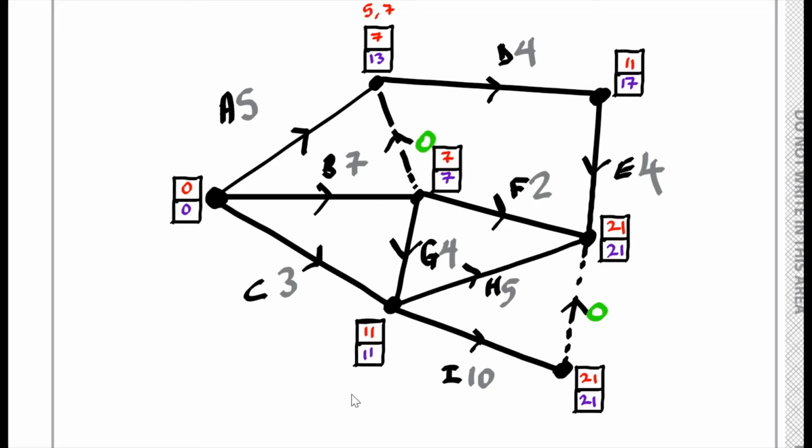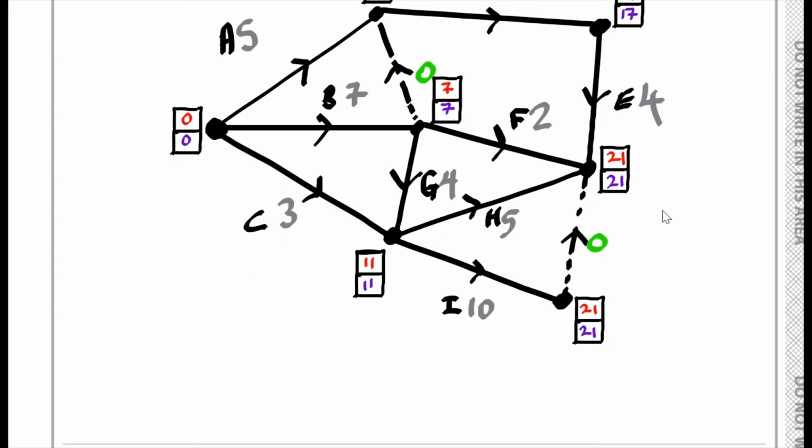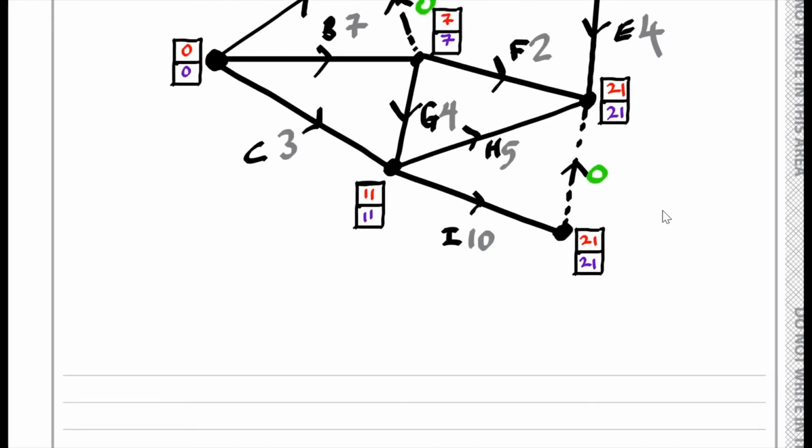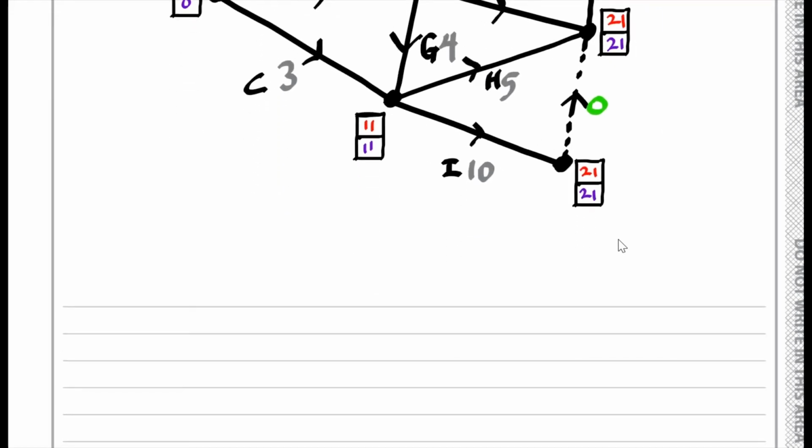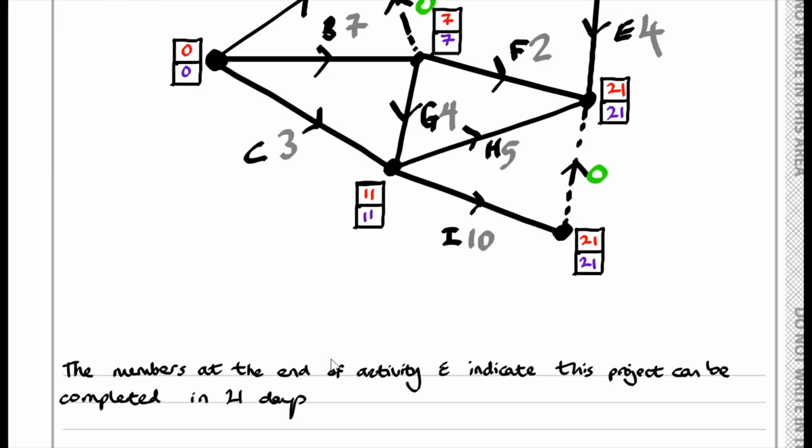So in terms of the critical activities, well, what we see over here then is indeed it does take 21 days to complete. So let's just write that down. So the numbers at the end of activity E indicate that the project can be completed in 21 days. Okay, so that makes sense.